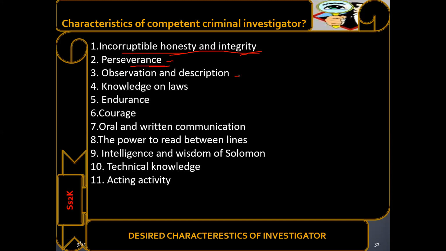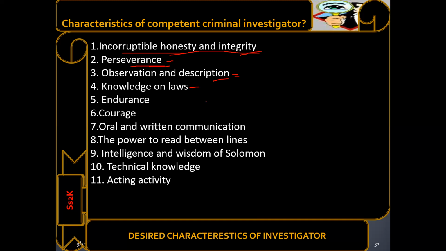Observation and description is important to an investigator to become a keen observer. When you say keen observer, you should be able to observe minute details in the investigation. Dahil tandaan nyo, small things make a big difference. Kasi ang tinitingnan sa investigation ay small details which make a big difference. For example, fingerprints. Doon sa fingerprints, ang tinitingnan dyan ay mga maliliit na ridges and furrows.